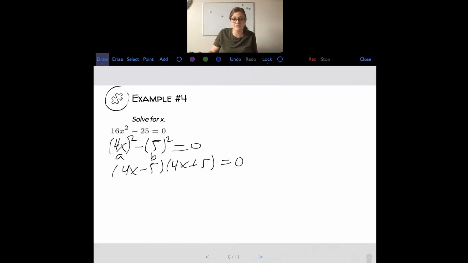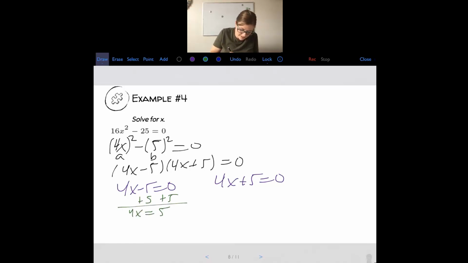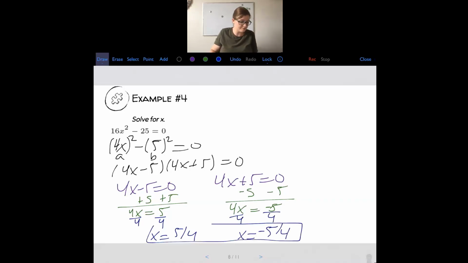And then what we do is we take each of those and set them equal to 0 to solve for x. So we have 4x minus 5 equals 0, 4x plus 5 equals 0. And then to solve 4x minus 5 equals 0, we start by adding 5 to both sides. So we have 4x equals 5. And then when we divide by 4, we get x is 5/4. For the one on the right-hand side, we have 4x plus 5 is equal to 0, so we subtract 5 from both sides. And we have 4x is equal to negative 5. And again, to solve for x, we're going to divide by 4 to get x is negative 5/4. Okay, so here are our two answers.